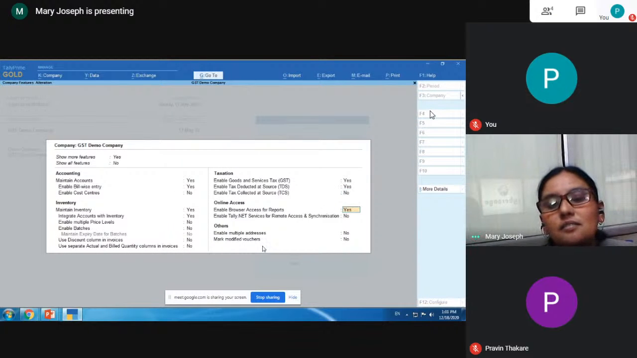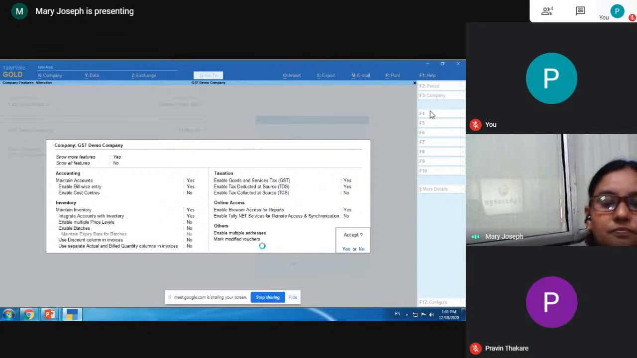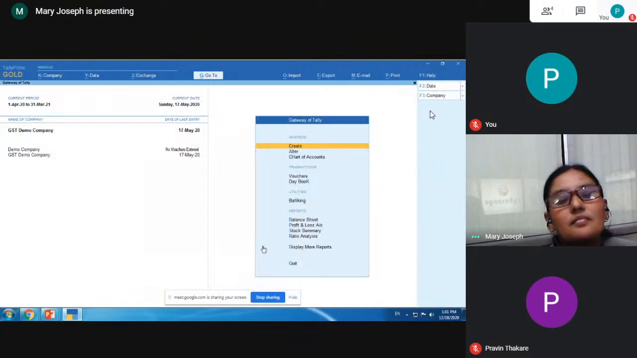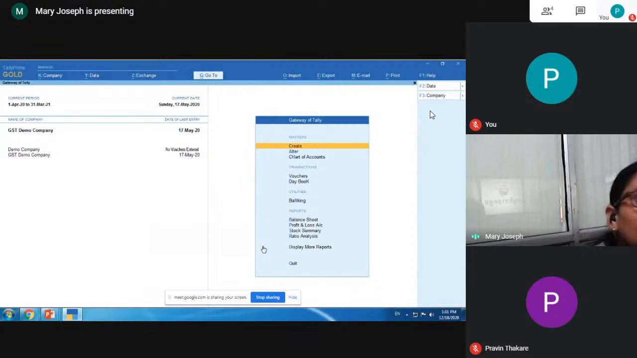Otherwise, press enter. Now I am accepting all the details of GST and TDS, and pressing enter again. In this company, we have activated both GST and TDS. In this way, we can use TDS and GST in a single company, and this is your Tally Prime software.